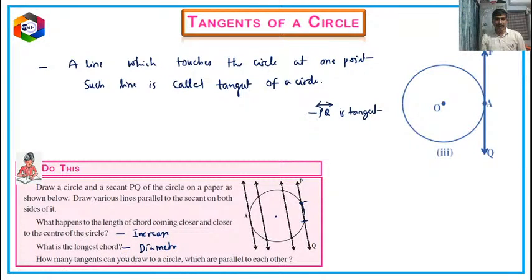Now, how many tangents can you draw to a circle which are parallel to each other? Yes, absolutely correct. Now another question is given, a simple logic question. How many tangents can you draw to a circle which are parallel to each other? Those two should be parallel to each other.